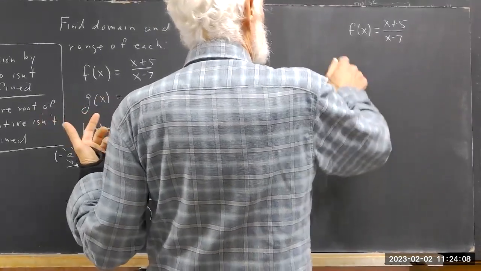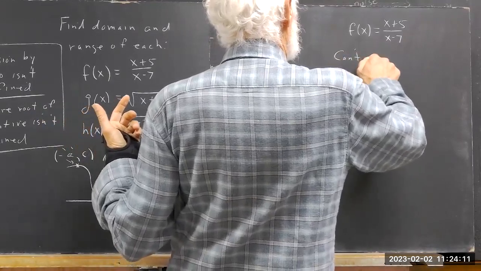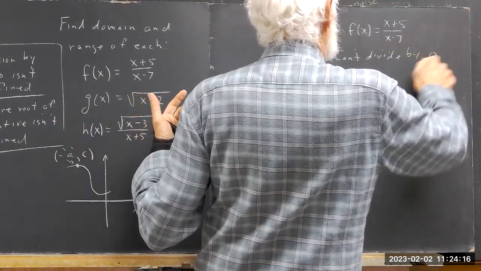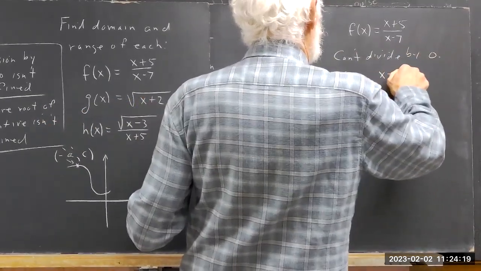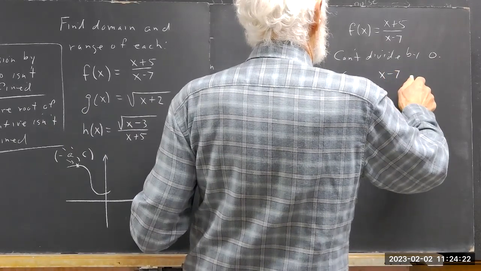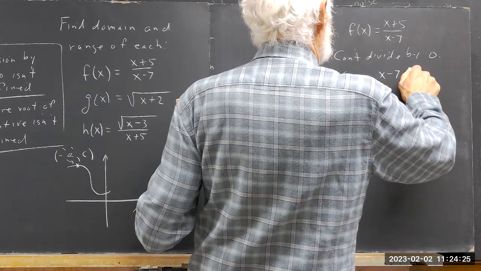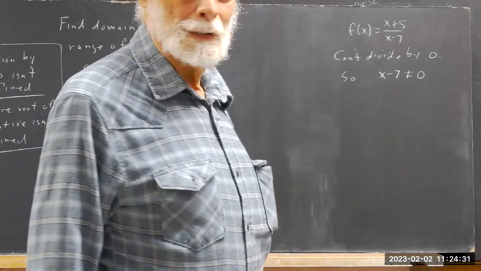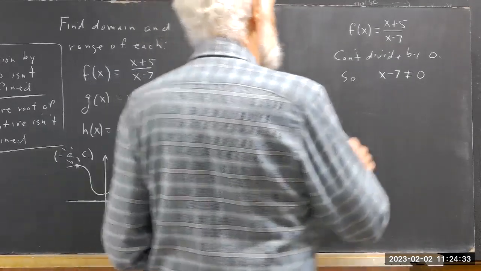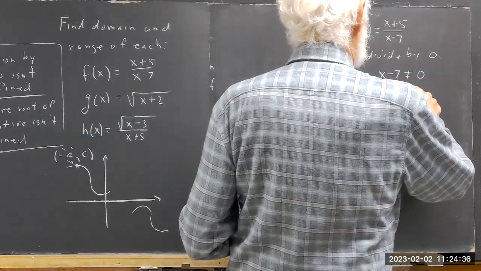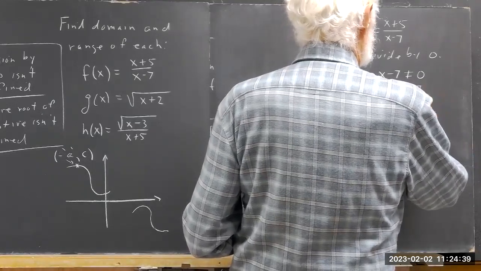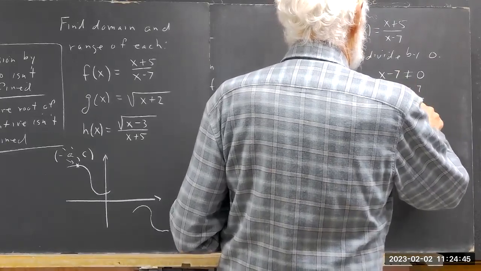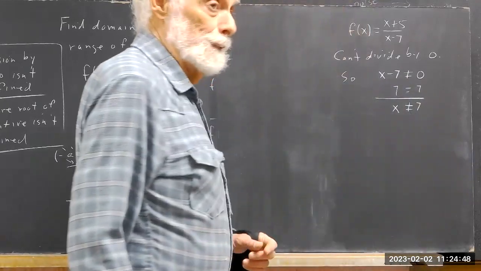You can't divide by zero. So x minus 7 cannot be equal to 0. Now you solve this for x. We add 7 to both sides. Adding 7 to both sides, I get x is not equal to 7.